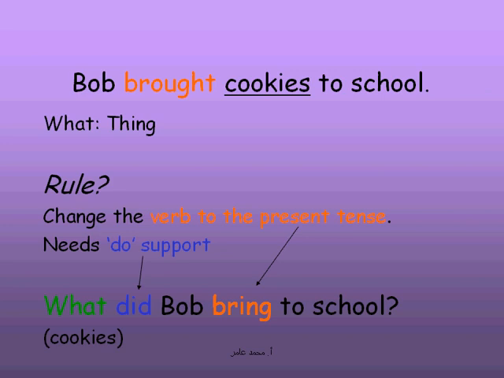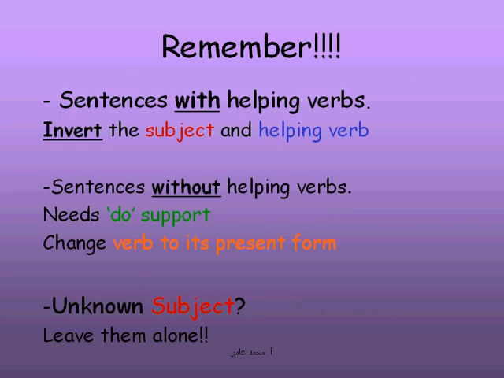The answer is cookies. Remember, sentences with helping verbs invert the subject and helping verb. If we have a helping verb, we just invert, change places. Number 2, sentences without helping verbs need do support: do, does, or did. It depends on the tense of the main verb. Change the verb to its base form after does, do, and did. Unknown subject: if the subject is unknown, leave things alone. Don't make any inversion or any changes. Just remove the subject and add the question word.